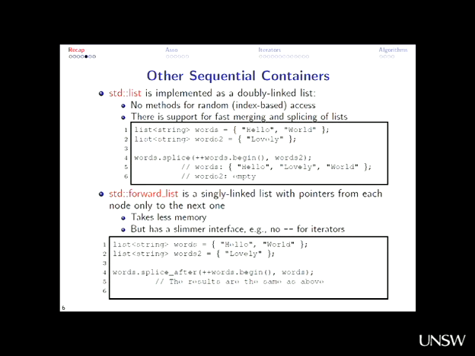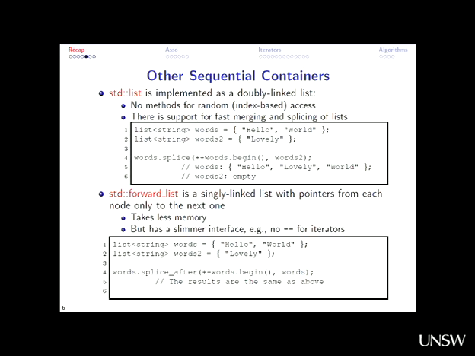Then we also very quickly mentioned a list. By default, a list is a doubly linked list. In fact, there are no methods for random access in a list. You can only get the front or end of the list. But there are methods for fast merging and changing of lists. There was some code on the lecture slides on Monday.